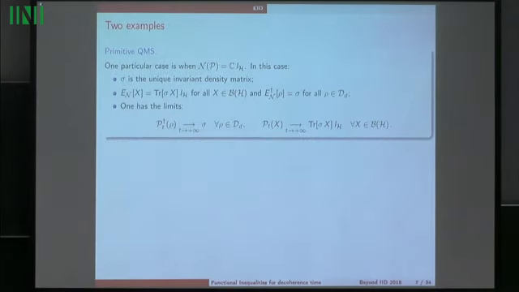Okay, so I will give two examples. The first one is a case where there is a unique invariant state. In this case, the decoherence-free algebra is trivial. There are only the multiples of the identity operator. So there is a unique invariant density matrix, and because of this, the conditional expectation is just taking the average of the observable, and the dual one just projects on the invariant state. And the limit I wrote before, we can write it in a very simple way: any state will converge towards the unique invariant state, and any observable will converge toward its mean.